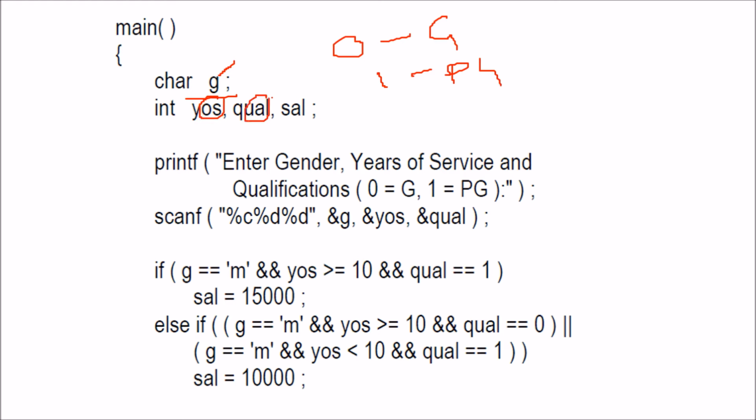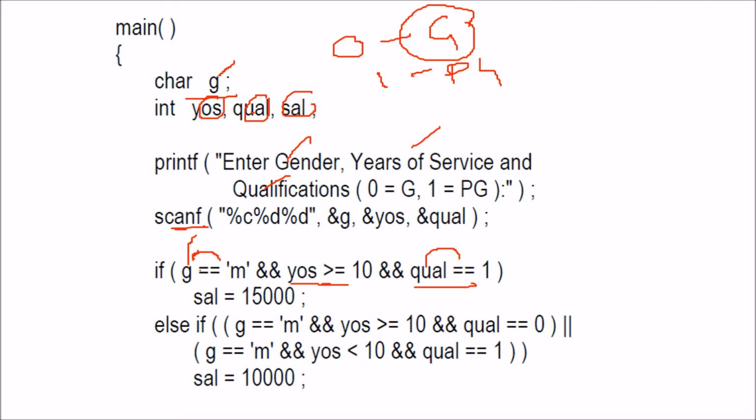This is year of service, qualification, salary as per the table. So we want the user to enter the gender, year of service and qualification. So we will take these values. If G, that is this one, is M, year of service is greater than or equal to 10 and qualification equal to 1. Actually this G, qualification, has to be 0 or 1 for being graduate or postgraduate. I hope you got the idea.